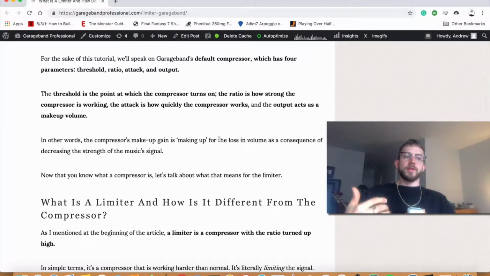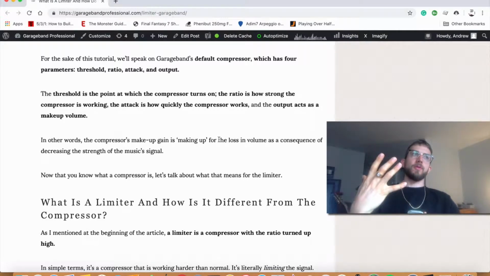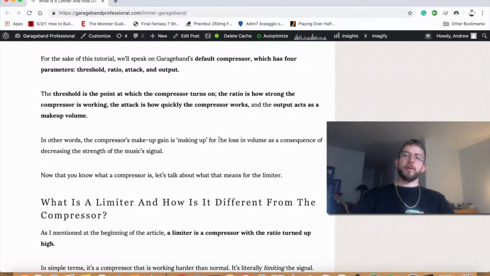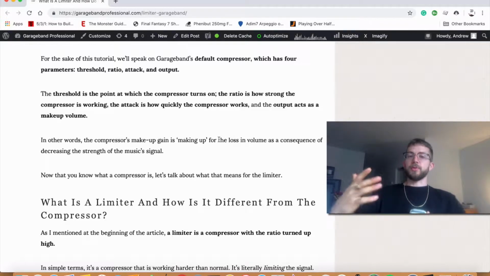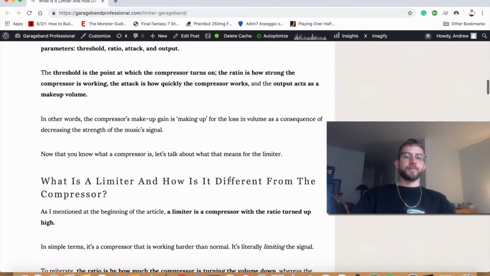The threshold is the point at which the compressor actually starts working, the ratio is how strong the compressor is working, and the attack is how quickly it grabs onto the signal. And the output acts as makeup volume. After you've compressed the file and minimized how big it is, you can turn up the volume on total, if you understand the picture that I'm trying to make for you.